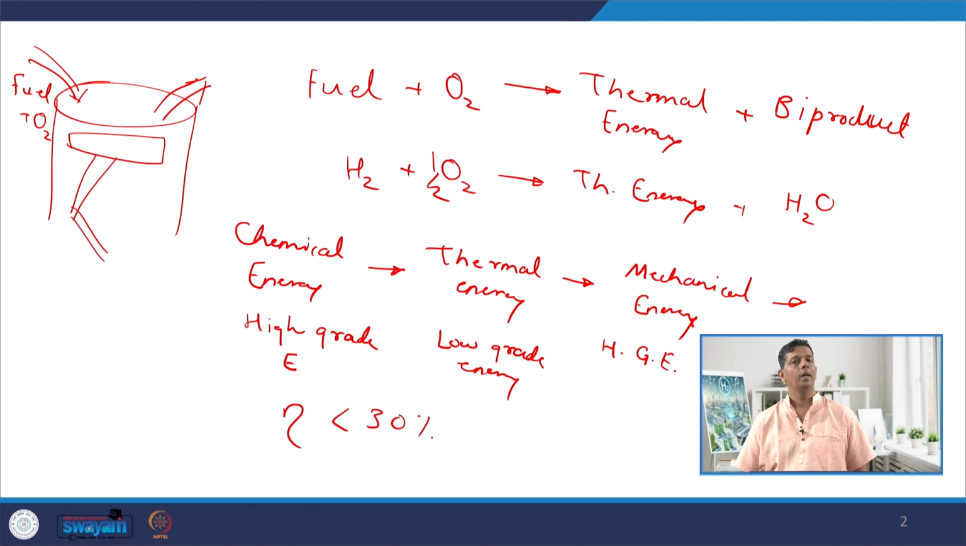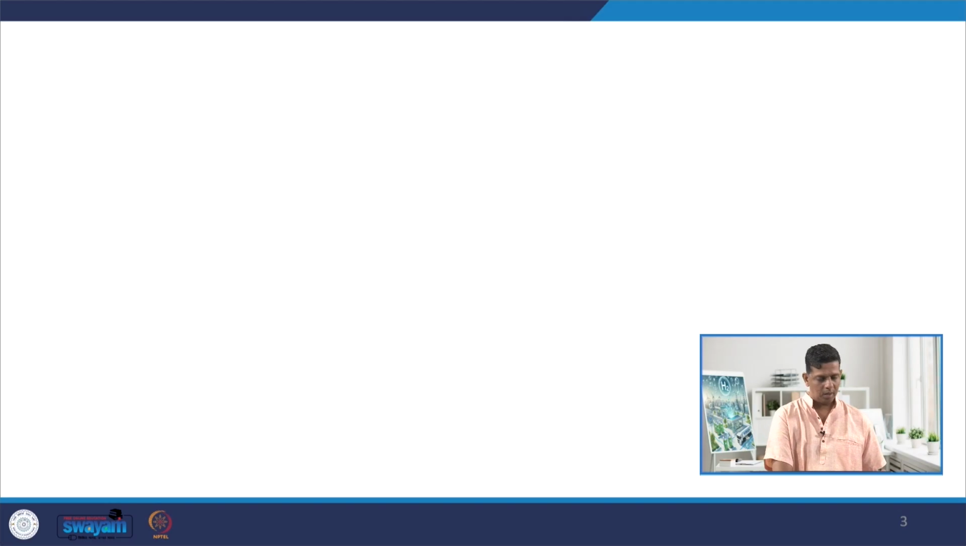So this is the main drawback of combusting the fuel and converting it into different forms of energy. This is where electrochemistry comes into the picture, and it can overcome the conventional conversion form of this system. So how does it work? Let us slightly understand that.